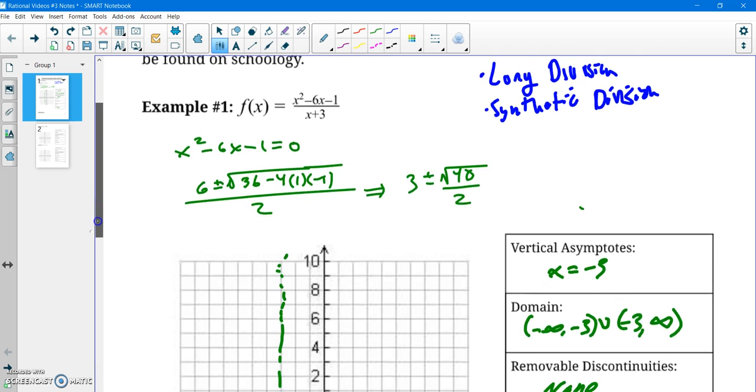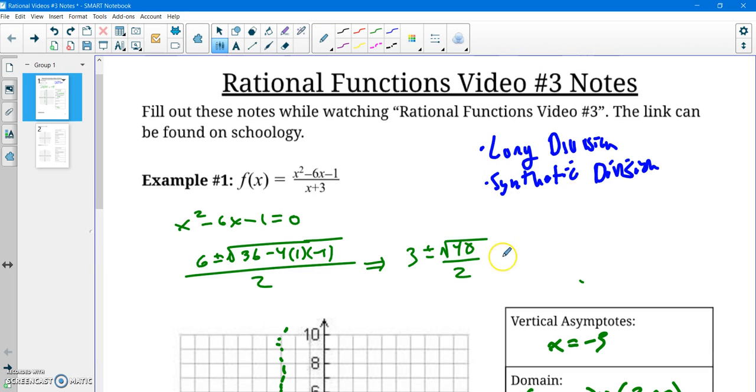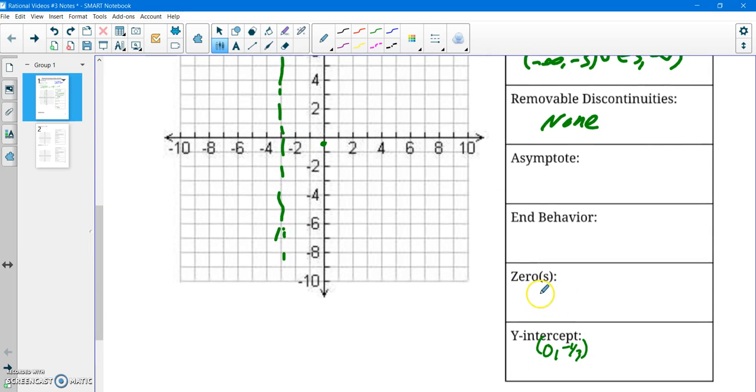Okay. If I'm going to actually write the x-intercepts, I should write them in exact form and maybe even simplify that a little more. So it would be 3 plus or minus 2 root 10 over 2, so 3 plus or minus the square root of 10. Okay, so if I was going to write those as points, I'd write (3 plus square root of 10, 0) and (3 minus the square root of 10, 0).